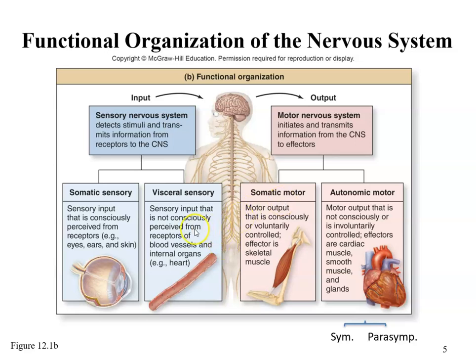Another example, you might have a visceral sensory input. So this would be sensory input that is not consciously perceived, from receptors of blood vessels and internal organs. Okay, so you might get that input. It goes to the CNS. The CNS decides what to do with the input, and it delivers an output. And remember, you can have an output that's somatic motor that is consciously or voluntarily controlled. And in that case, the effector is going to be skeletal muscle.